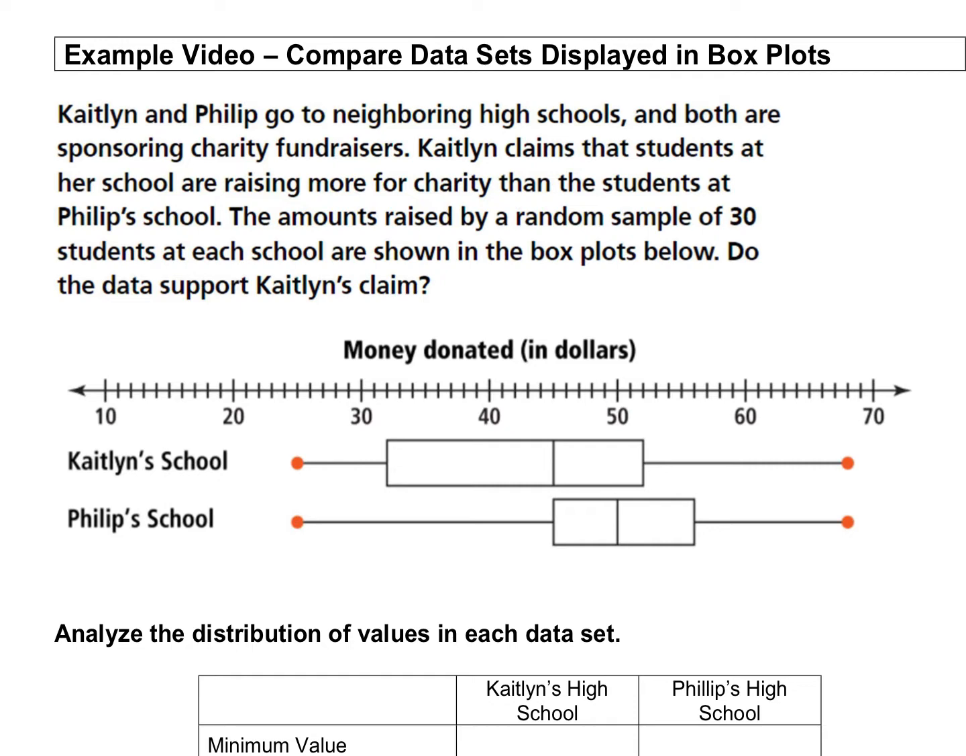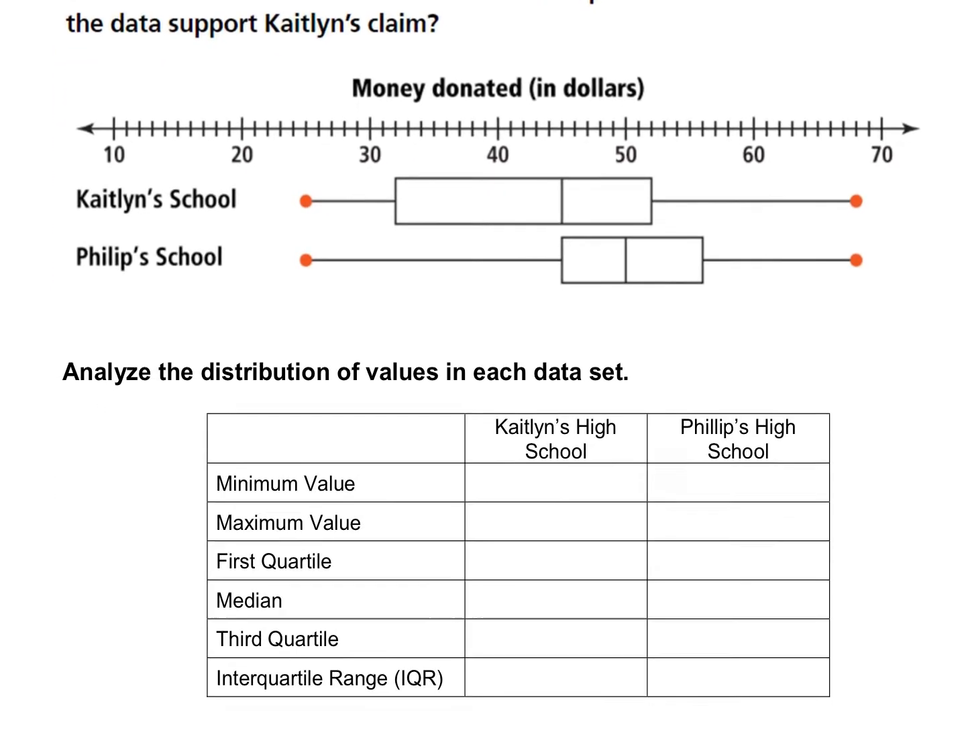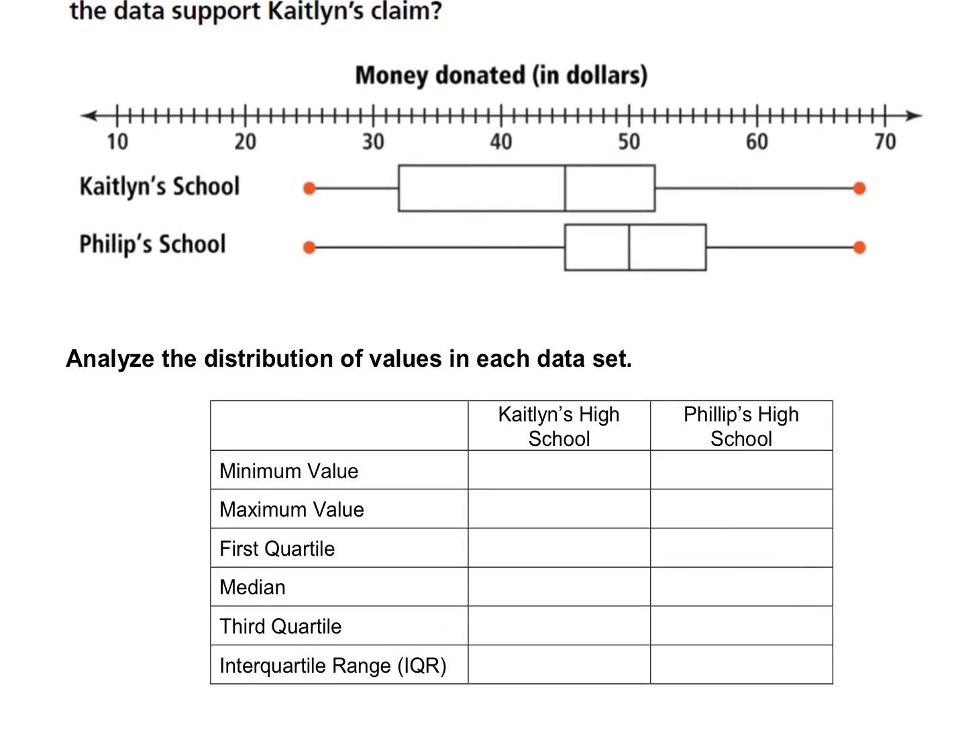So when we have box plots, we can focus on our 5-number summary that we saw in lesson 11.1 and think about what that means. So here we have a little chart we can fill in. Caitlin's school is this top box plot and Philip's is the bottom one.